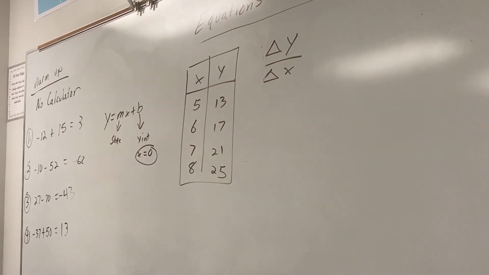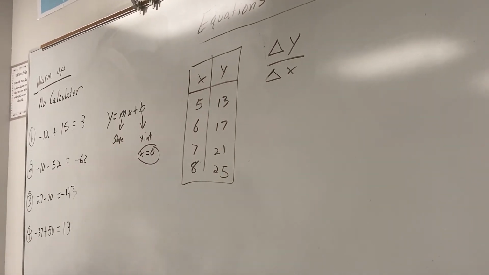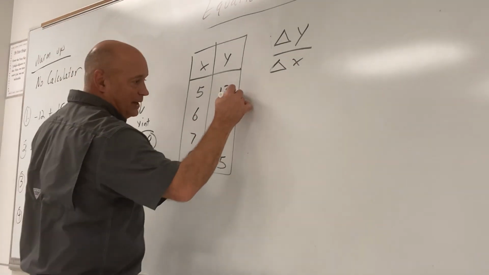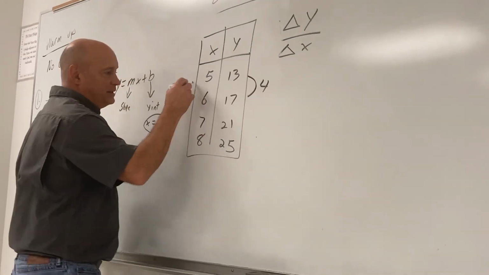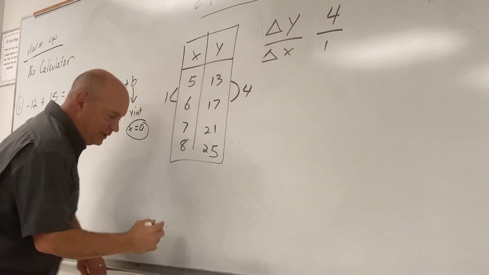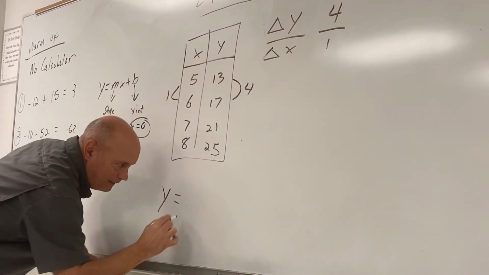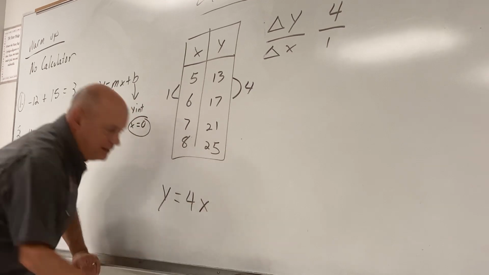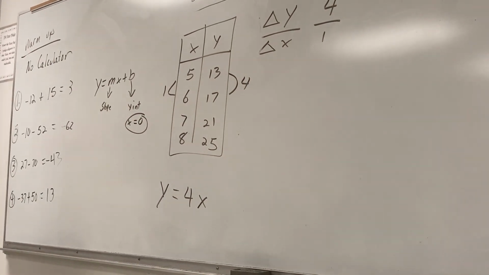Who can help me find this? How much of the y is going up? 4. How much the x's? 1. Do y'all agree with 4 over 1? Yes. All right, so what do we need to put in the equation? 4x. Sweet. Who can help me find the y-intercept?